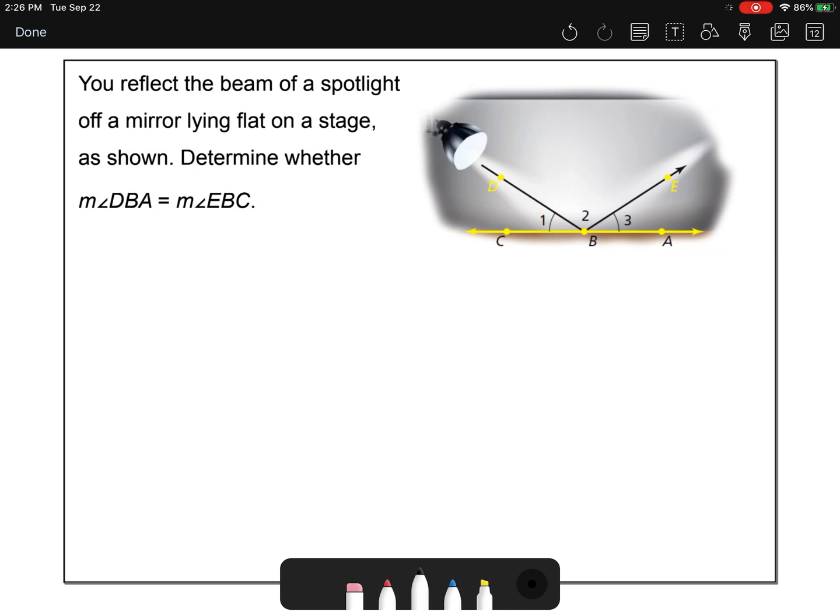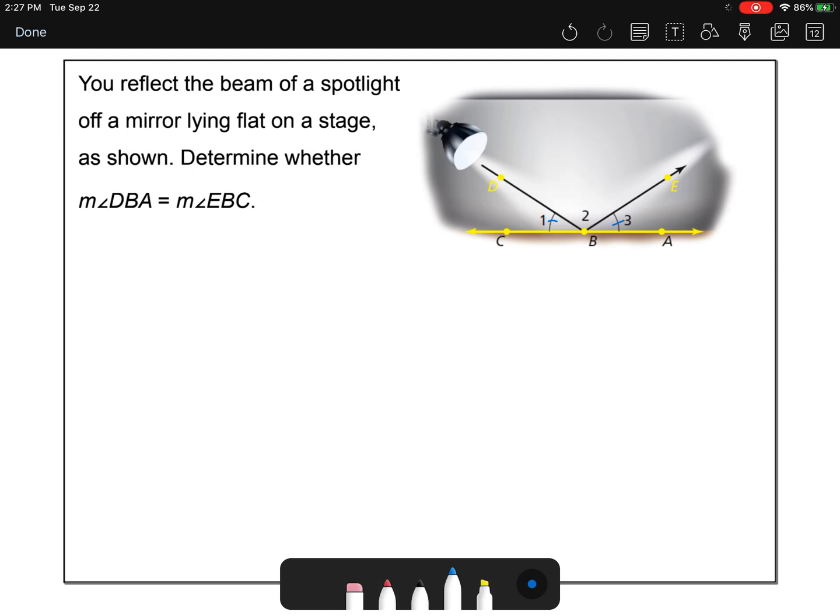Okay, so if we look at this here, you reflect the beam of a spotlight off a mirror lying flat on a stage, as shown. Determine whether the measure of angle DBA, that's this one, equals the measure of angle EBC, that's this one. Now you may say, well, definitely, I can tell that. Well, in mathematics, we can never assume, so we have to prove it. I know it kind of stinks, but we do.